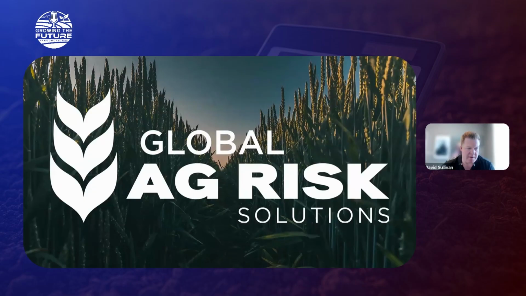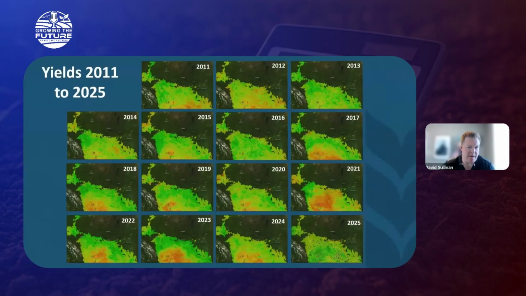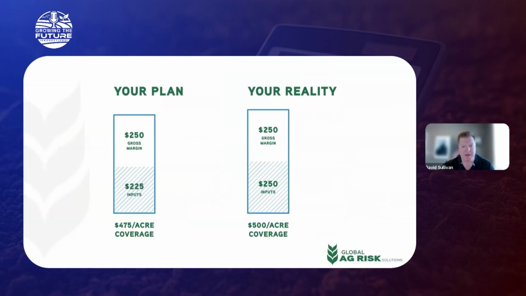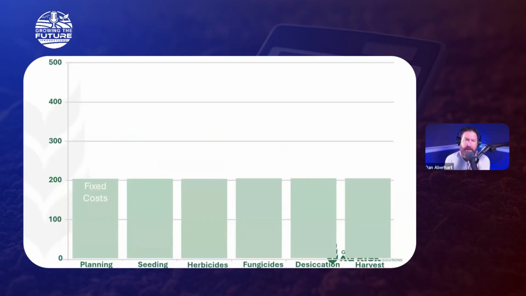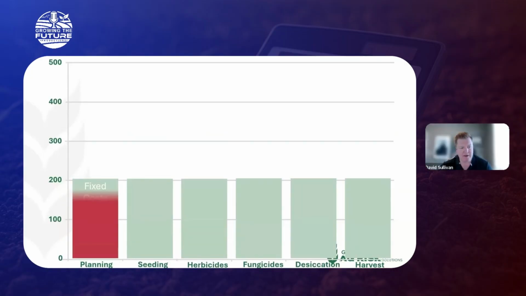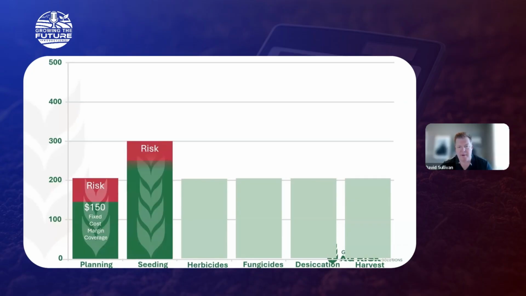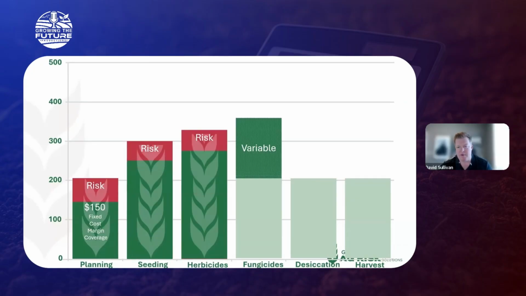We will jump to the GARS product that we promised we would talk about, and then we'll frame it with the crop insurance discussion. The global ag risk product that everybody understands: we've got our fixed costs. That means we've got risk. That means we buy a global ag risk coverage for $150 worth of margin protection, and then we cover 100% of your variable costs, seed, fert, and chem, as you go through the year.